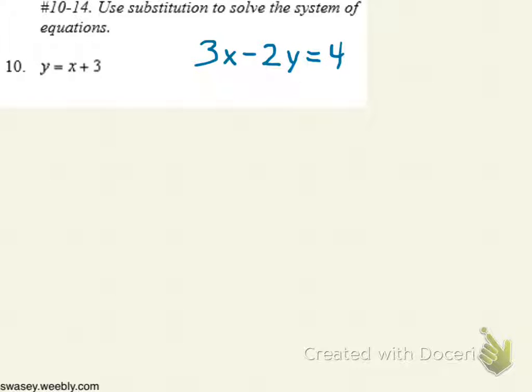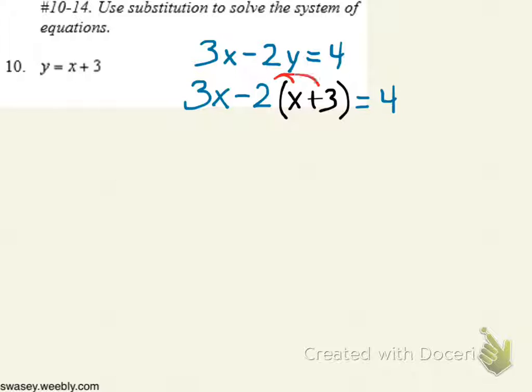Continuing to review unit 3, y is equal to x plus 3. Now we're going to solve by substitution. So we can replace y in the other equation with x plus 3, since they are equal, they have the same value. So we have 3x minus 2, and then instead of writing the y, we're going to write x plus 3, still equal to 4. Now, to get rid of the parentheses here, we'll distribute.